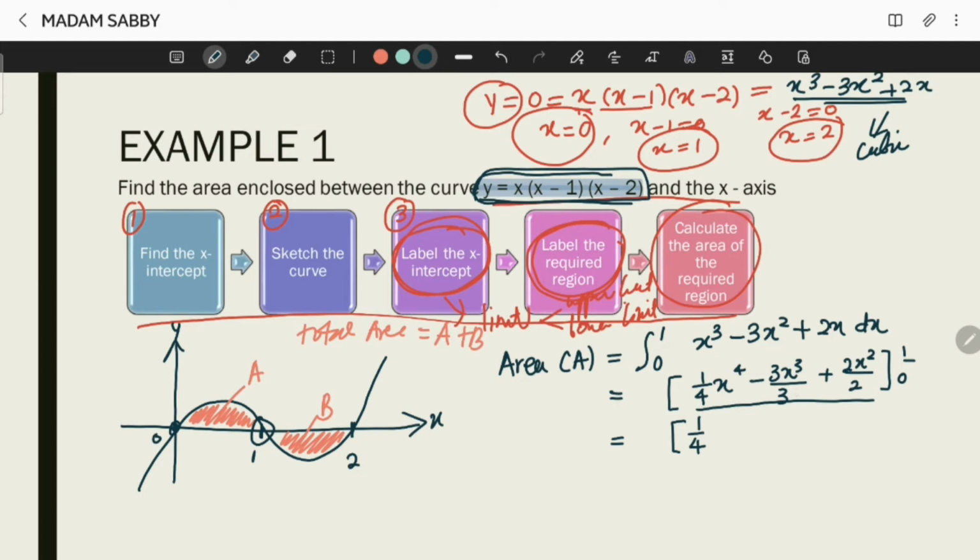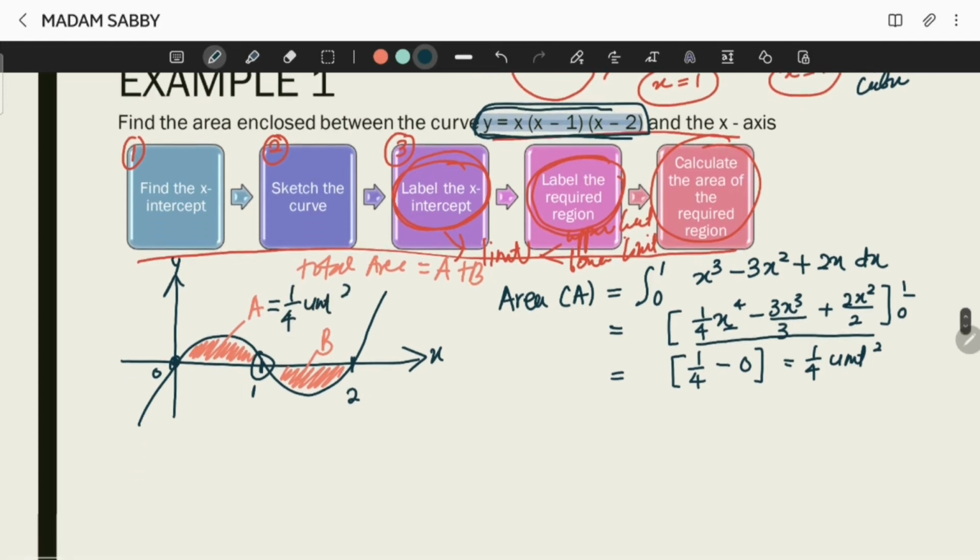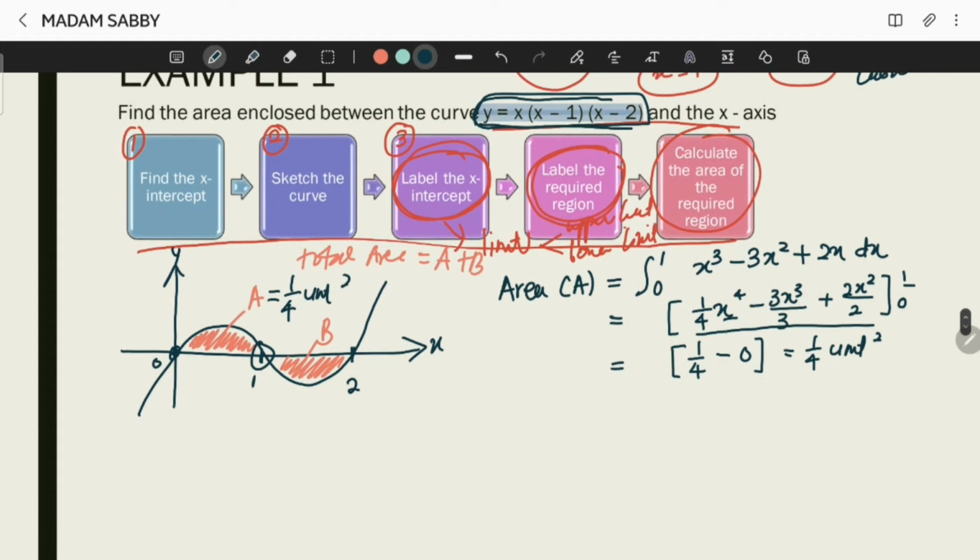Okay, and then this one, when you substitute your x with 0, is equal to 0. So it's minus 0. So in total, you will get 1 over 4 unit square. So this area A is equal to 1 over 4 unit square. Okay, so then we only calculated area A.